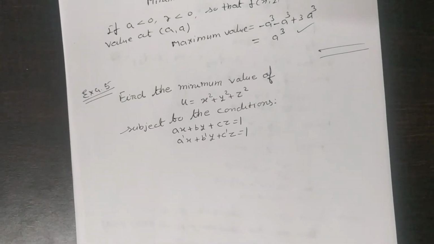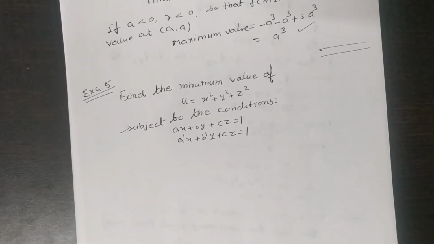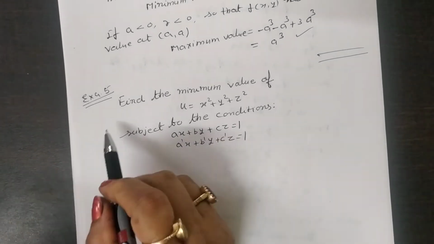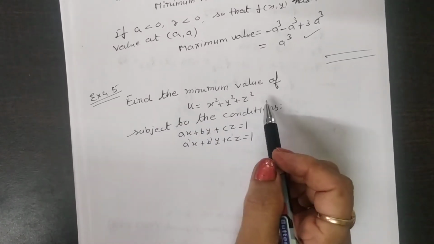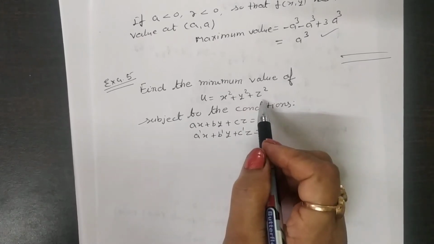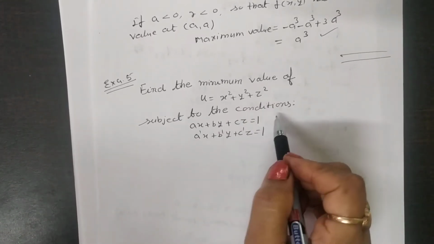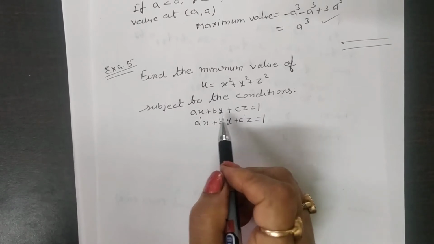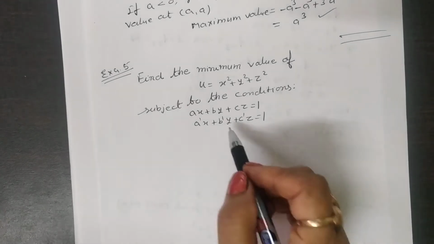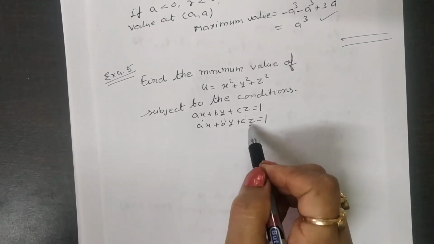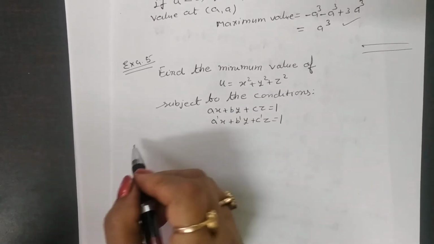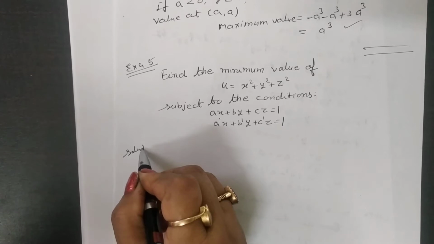Yes, friends, now I have defined you another problem of maxima and minima. That is example 5. In this example, find the minimum value of u equal to x square plus y square plus z square, subject to the conditions ax plus by plus cz is equal to 1, a dash x plus b dash y plus c dash z is equal to 1. To solve this question, solution.